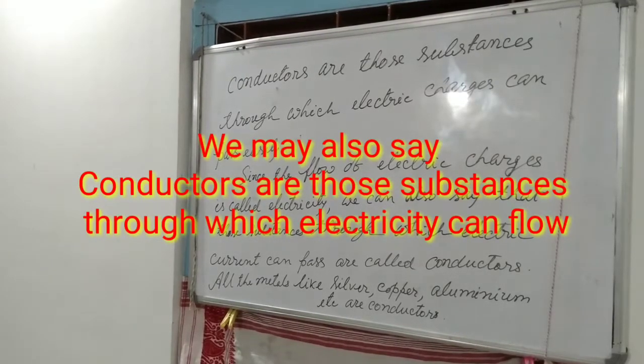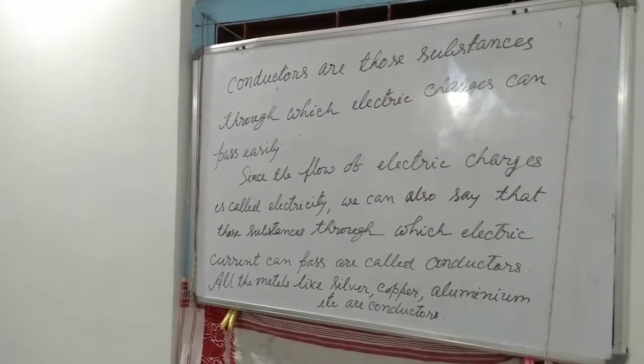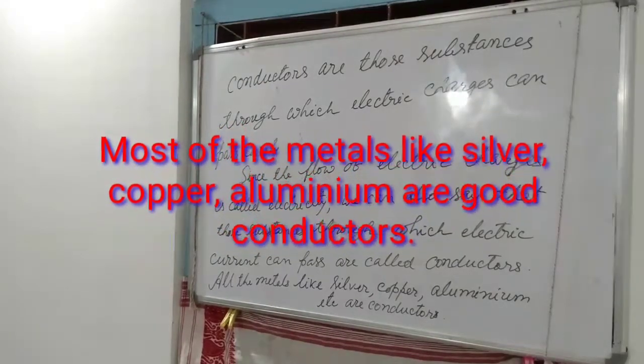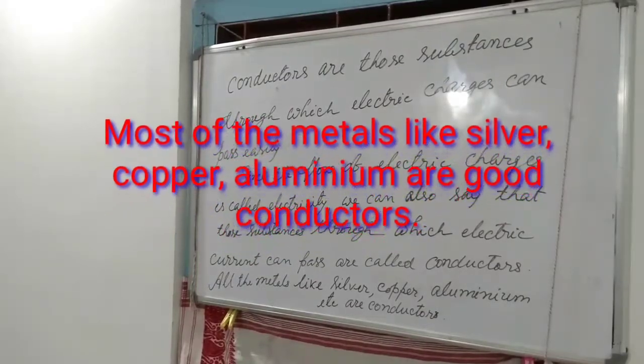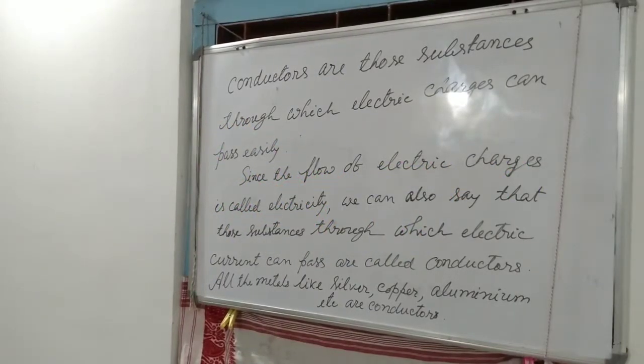Since the flow of electric charges through a substance is called electricity, we can also say that those substances through which electric current can pass are called conductors. That means through a conductor, electric current can pass easily. That means electric charges can pass easily. So they are the conductors. Actually, conductors means conductors of electricity, conductors of electric charges.